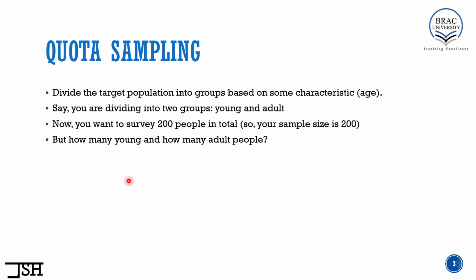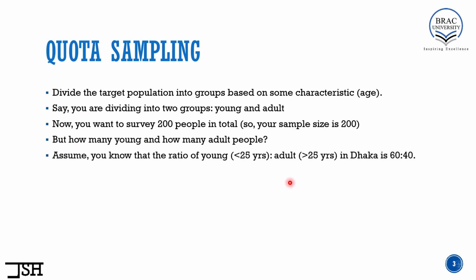Now, before I go on to the next step, I want to summarize the things that I have done till now. So I have mentally, or in my head, divided the whole target population into two groups, young people and adult people. And then I have decided that I'm going to collect data from 200 people. Now I'm going to decide that among these 200 people, how many are going to be youths and how many are going to be adults. So here comes the next step.